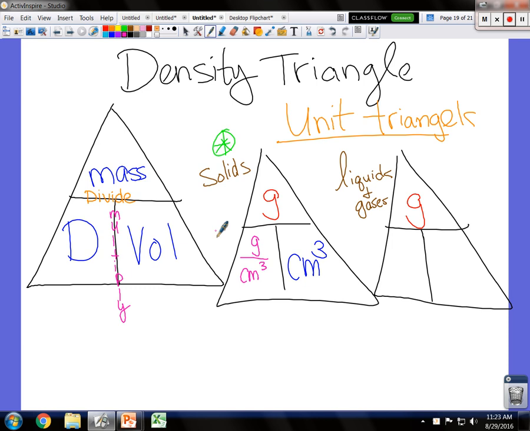Does that make sense? What if I wanted to know the volume of that box? I've told you this cardboard box weighs 10 grams. The density of the cardboard is a certain number. You would do mass divided by density. Does that make sense? So this is what we would do mathematically. These other two triangles are the units that go along with these things. Does that make more sense now?